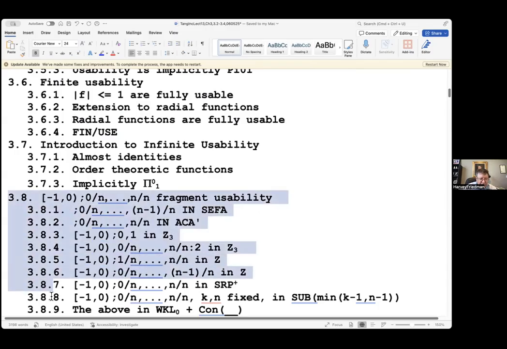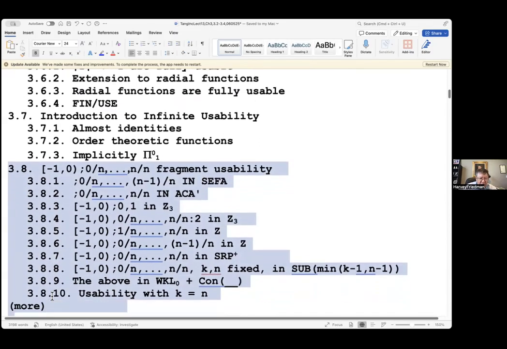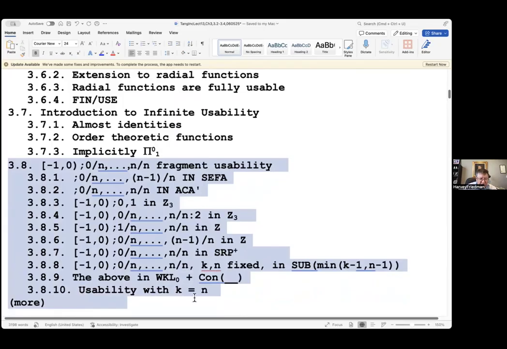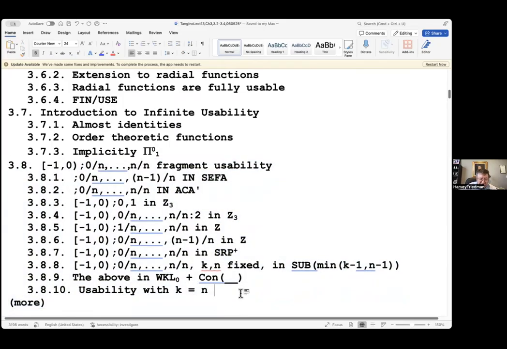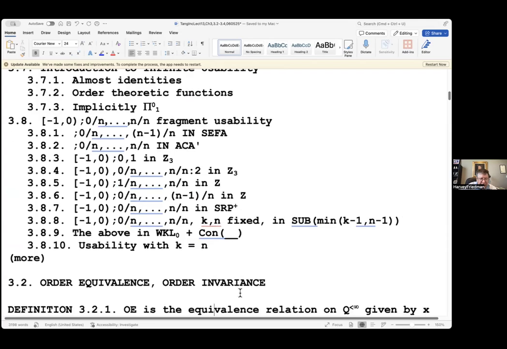And then we discuss a number of things. I don't want to get too much into this because we're only going to do a little bit today. All right. So in other words, there's a lot of material about usability, and some of it I haven't completed yet. There seem to be some interesting things that are happening.